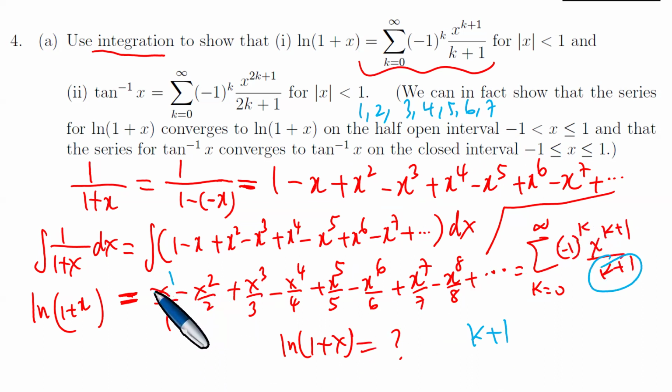Minus 1 to the power k, you always put that because the signs alternate. And voila, we have the formula out.